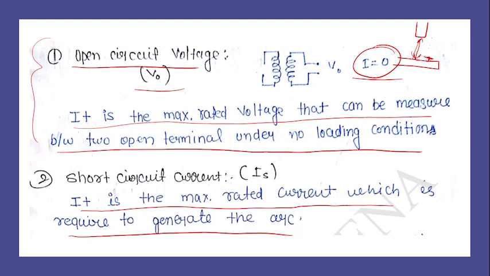Okay, let's see with the help of the graph. This is the VI characteristic of your arc, right? This will be your short circuit current.